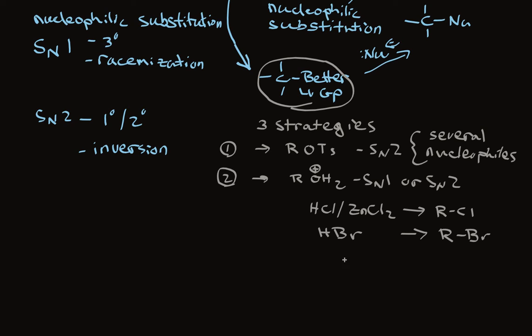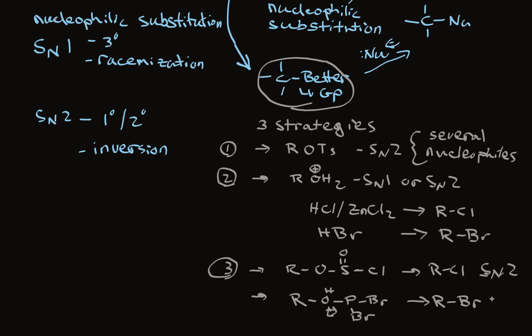And the third strategy, create an intermediate with a very good leaving group, having reacted with the reagent itself. So the alcohol has turned into this guy. We're going to make a chloride, and this is SN2 chemistry only, or turned into a phosphorus equivalent, and this is SN2 chemistry.